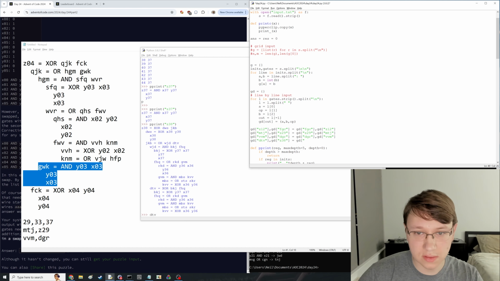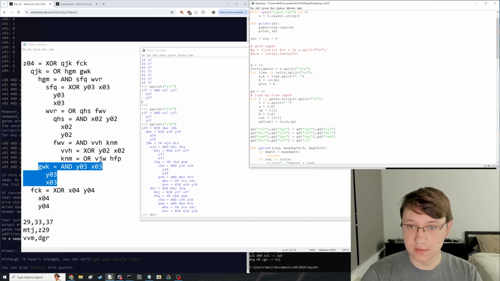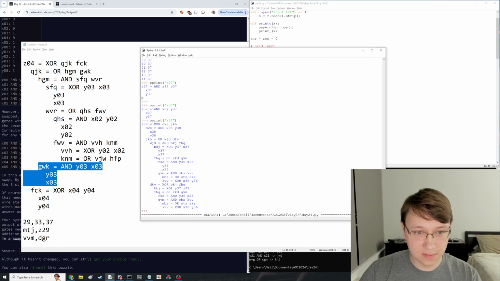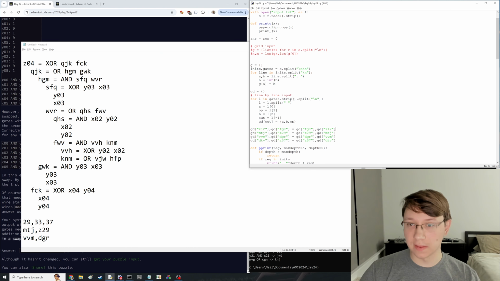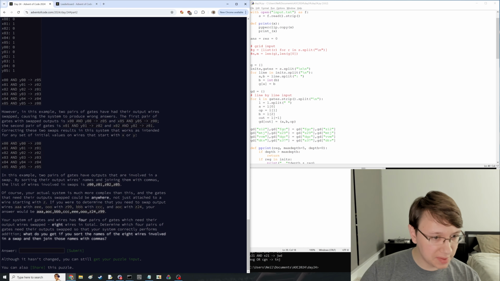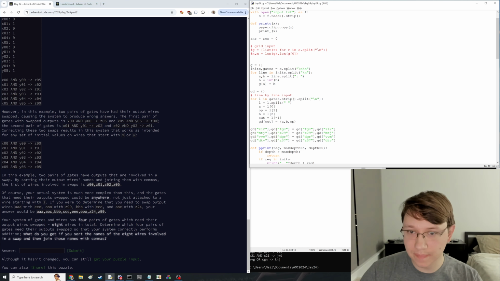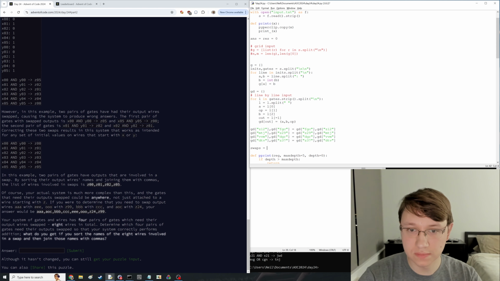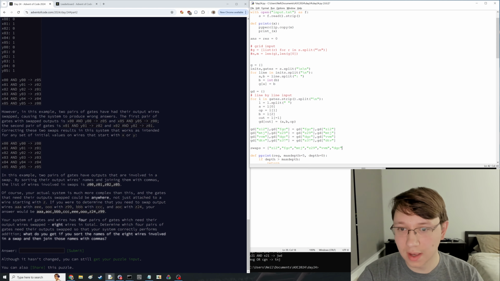Sorry, 37. 37? 37. That is not 37. Come on. Okay, it looks good. It looks good. Fantastic. Now we need the output. Sort the names of the 8 wires involved in a swap and then join those names with commas. Okay. I really hope I don't typo here.